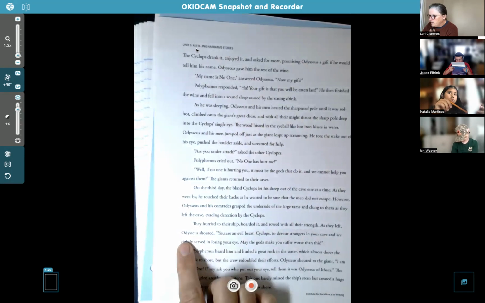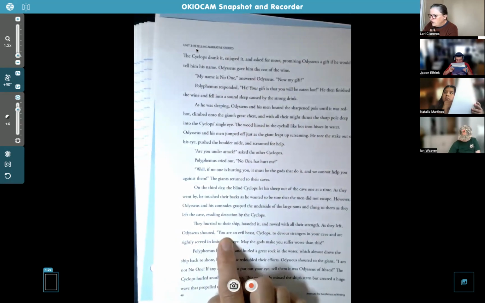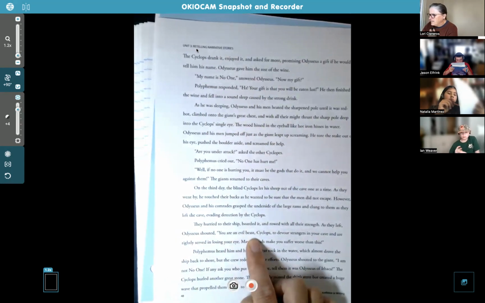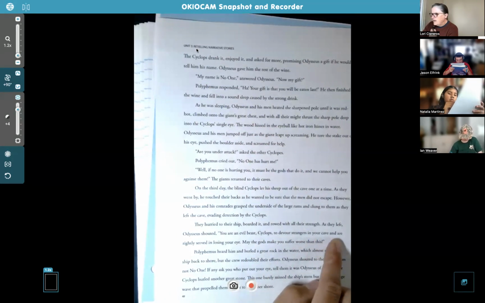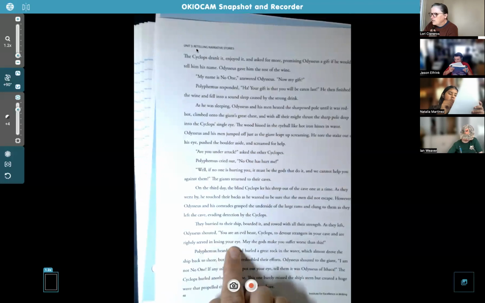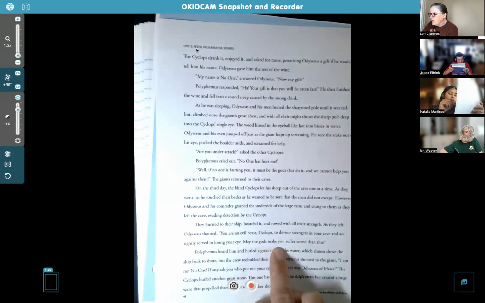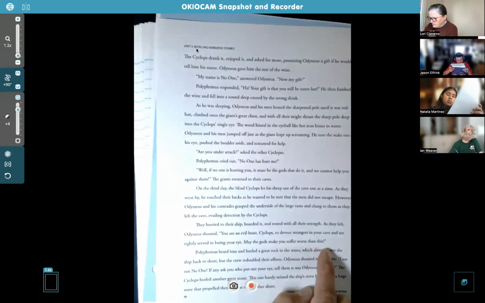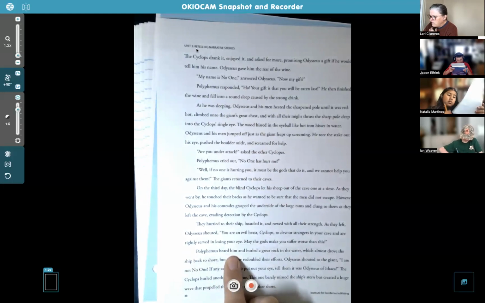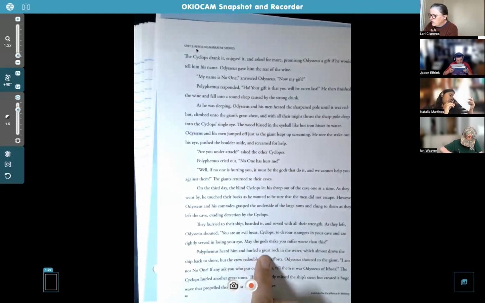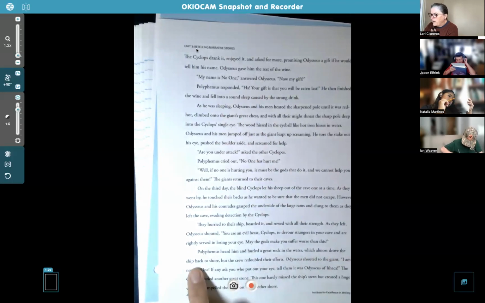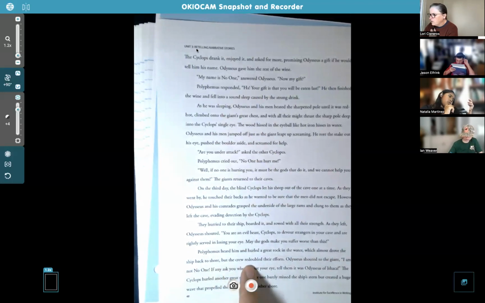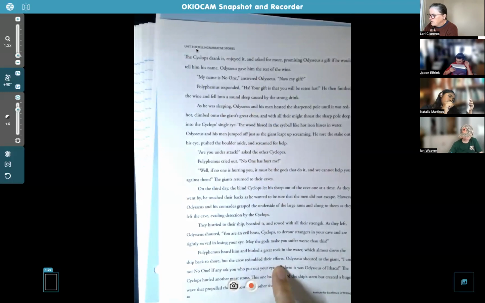As they left, Odysseus shouted, "You are an evil beast, Cyclops, to devour strangers in your cave, and are rightly served in losing your eye. May the gods make you suffer worse than this." Polyphemus heard him and hurled a great rock in the water, which almost drove the ship back to shore, but the crew redoubled their efforts.